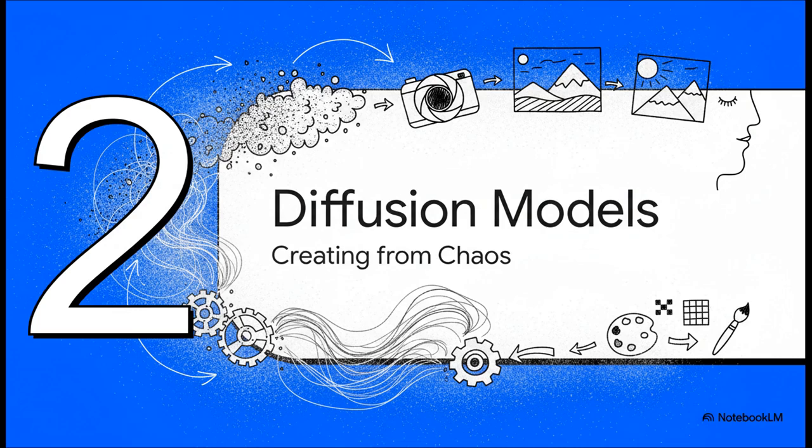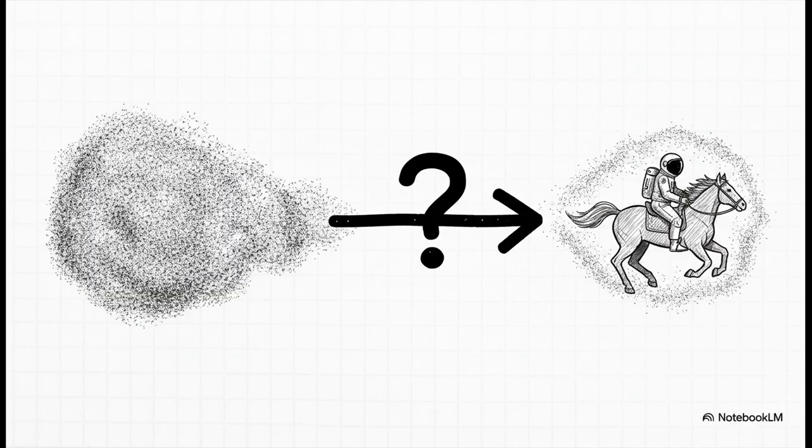Okay, let's totally shift gears. We've talked about understanding language. Now let's talk about creating something brand new, like an image, from scratch. This is the wild world of diffusion models, and their whole approach to creation starts with, believe it or not, pure chaos. The central challenge here is almost a philosophical one.